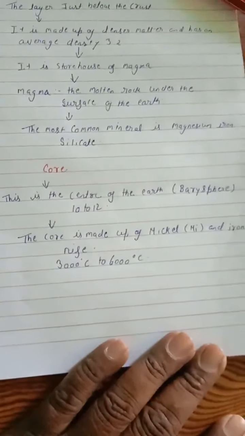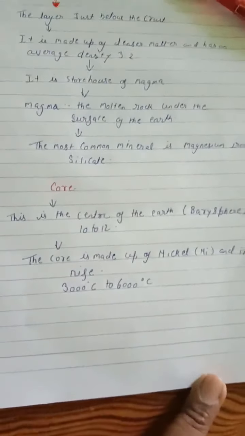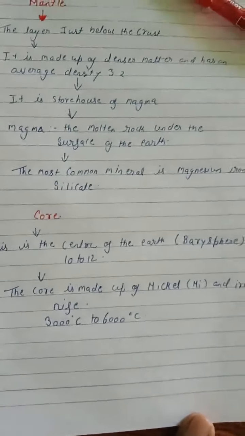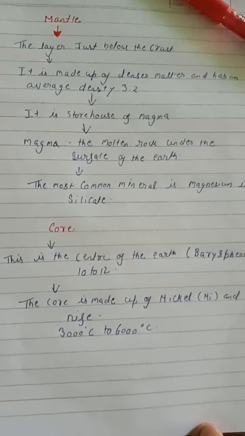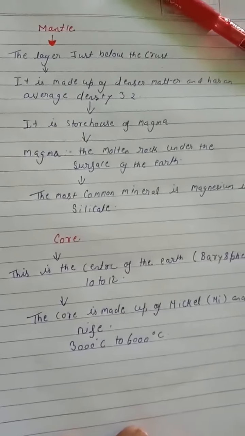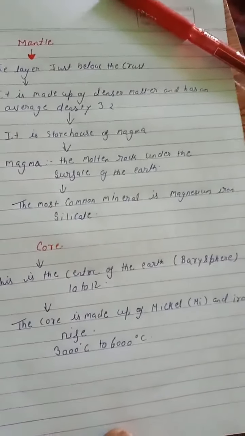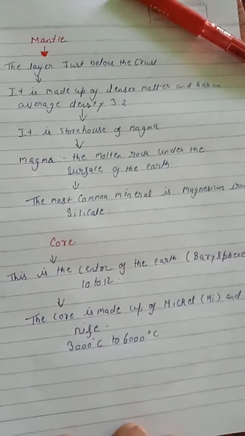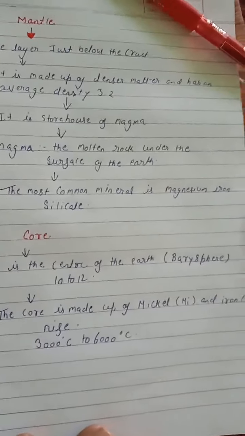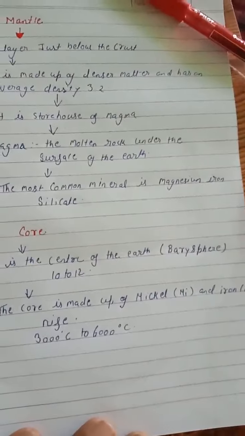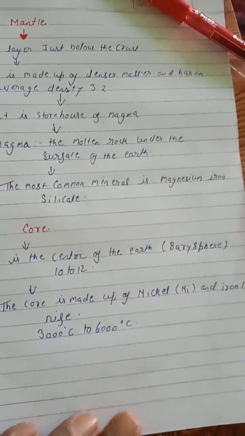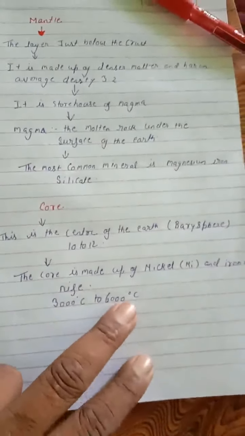Now let us look at core. The center of the earth is known as barysphere. The core is the center of the earth. It is also known as barysphere and the average density is 10 to 12. The core is made up of nickel and iron. That's why it is also known as NIFE. And the average temperature of the inner core is about 300 degrees Celsius to 600 degrees Celsius.